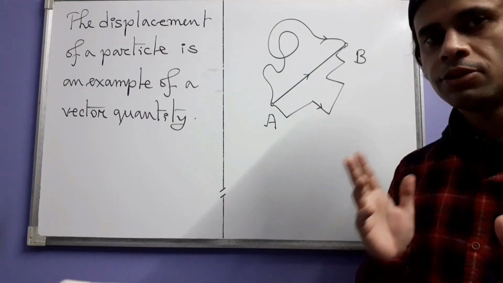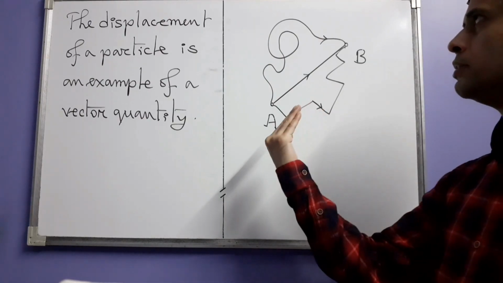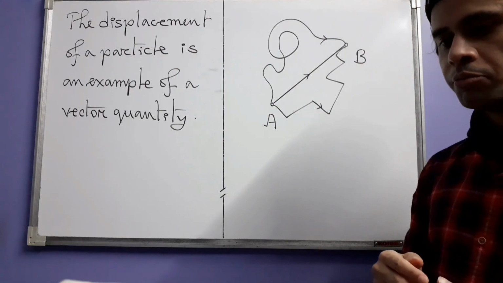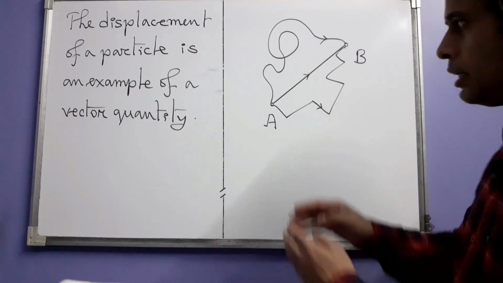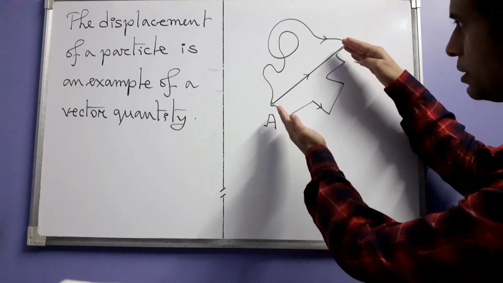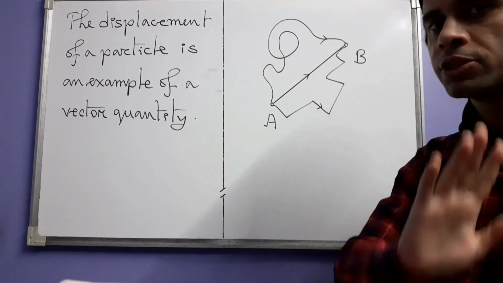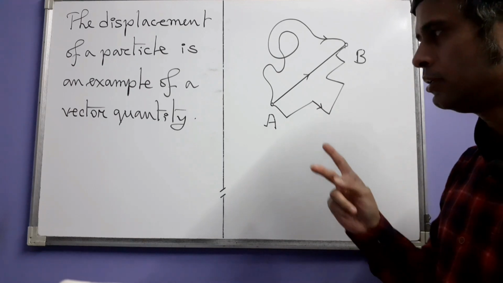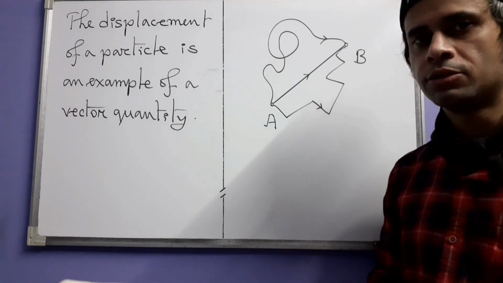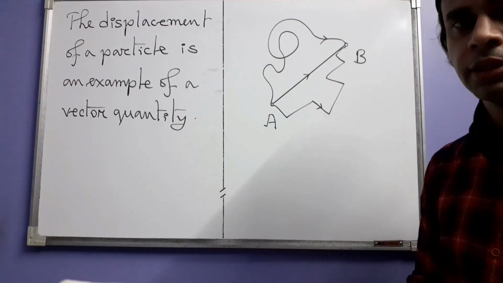Direction alone is also not enough. If you say that the particle got displaced in this direction, by how much? Is the displacement this much or this much? Or is it really large or extremely small? Or is there no displacement at all? So that's why two things are needed to completely specify this quantity, and that is why it is a vector quantity.